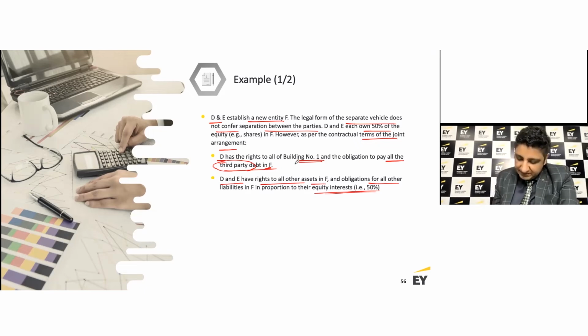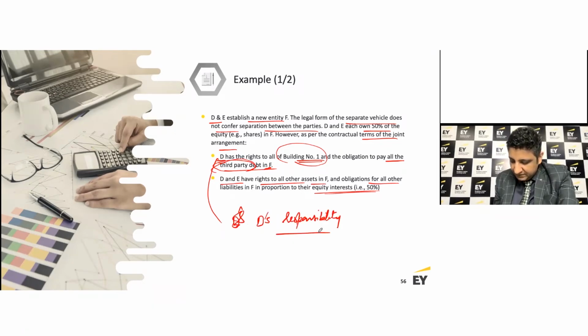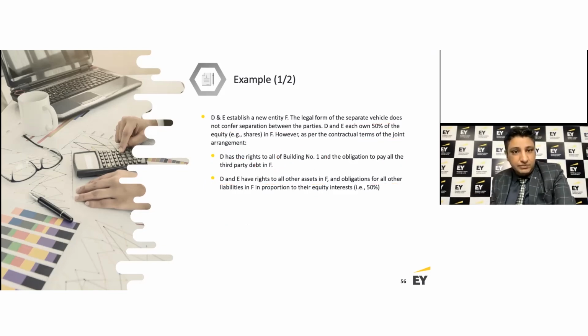So specifically, there's building number 1 and third-party debt, which is D's responsibility, right? So what you control is what you consolidate. You want to remember that part.